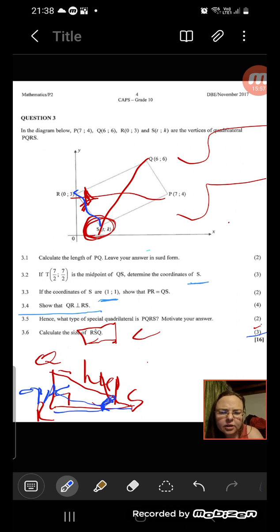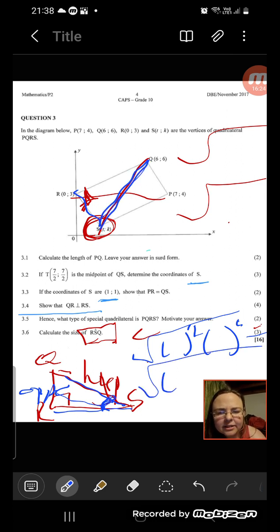This is adjacent over hypotenuse. Adjacent would be RS. Find out the length of RS through your distance formula. Then say RS over that hypotenuse. The hypotenuse is the RSQ. The hypotenuse is this diagonal. So you're going to find out that diagonal with the distance formula. Then you're going to say opposite over hypotenuse, or adjacent over hypotenuse, sorry.